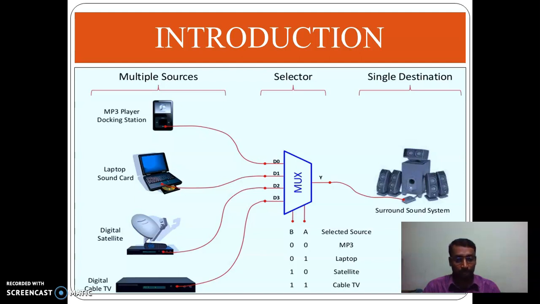If in your select source I select 0, 1, that indicates laptop sound cards, which will pass the input line through your multiplexer and then pass to your surrounding systems. Likewise, 1, 0, if I pass in the select source, the digital satellite will feed to your multiplexer that forwards to the surrounding systems. Similarly, 1, 1, digital cable TV will feed to your multiplexer that will produce in the surrounding systems. Like this it will happen.